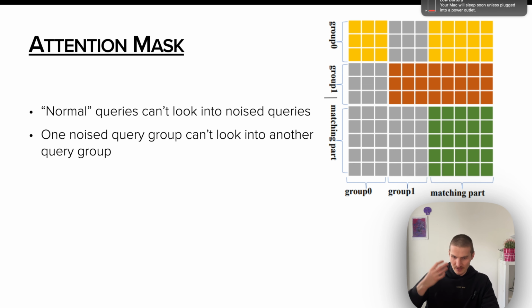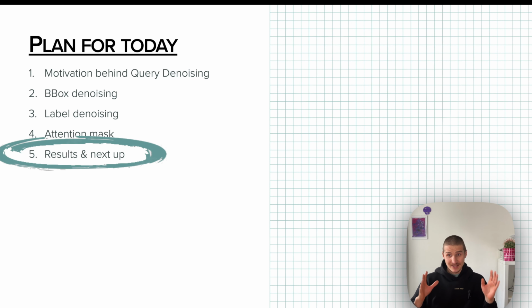The attention mask is a Boolean mask, basically of true and false values, that tells you for each query where am I allowed to pay attention to. And so the first group is allowed to pay attention to other queries within the first group, as well as the normal matching part. Similarly, the second group and so on is allowed to attend to itself and to the normal matching part, but not to the first group, because it contains a different version of the noise. I don't want to provide that information. And the normal matching part is not allowed to attend to anything but itself. So it's not allowed to look into these noised bounding boxes because they will not be available at inference time. So this was it regarding the actual algorithm.